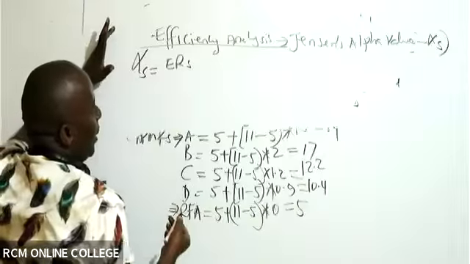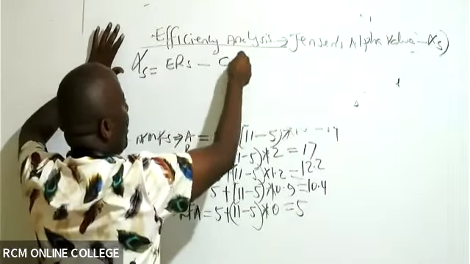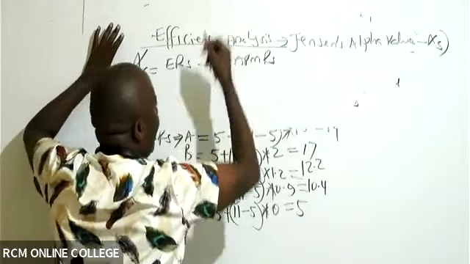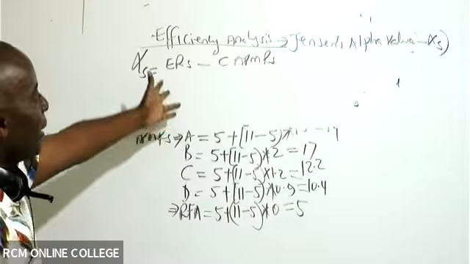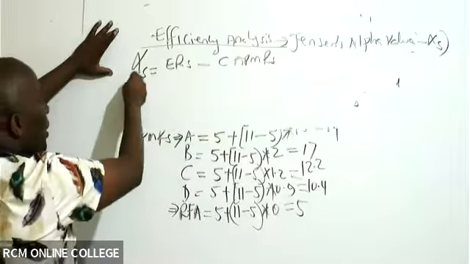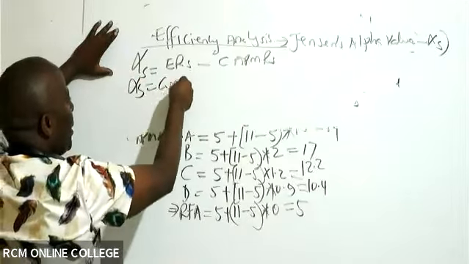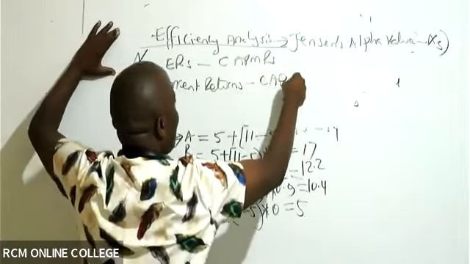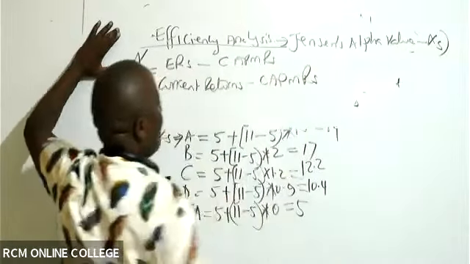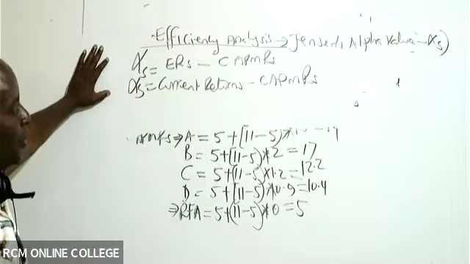Expected returns minus CAPM returns. You can as well use actual. Like in this question, they gave us current returns. So you can come and use current returns minus CAPM returns.